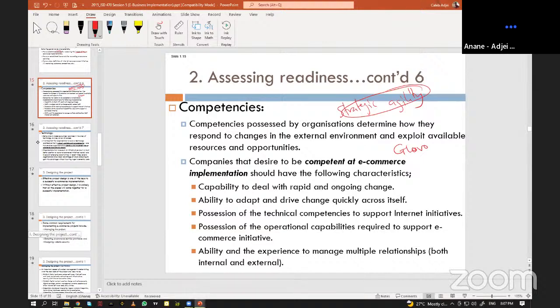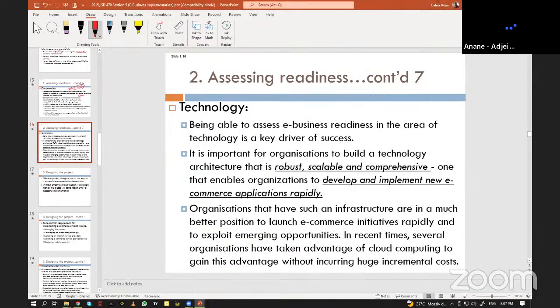Okay. Then also assessing our readiness, technology. Being able to assess e-business readiness in the area of technology is a key driver of success. It's a very key driver of success, because an organization must be able to look at their technology and see whether they have built enough technology architecture that is very robust, scalable, and comprehensive. Don't forget, as I've been saying earlier on, that the e-business platform is a very, very delicate platform.